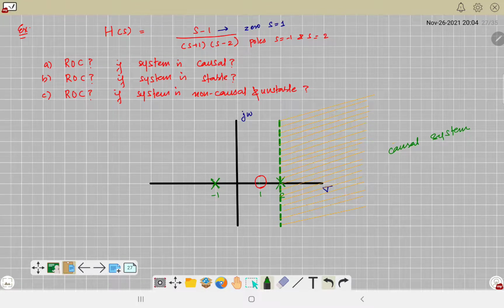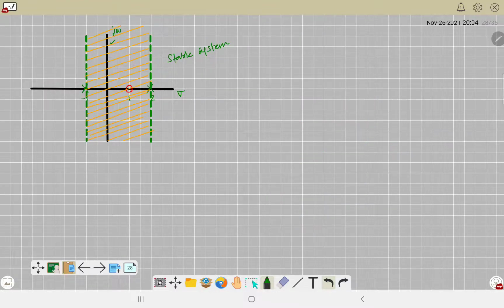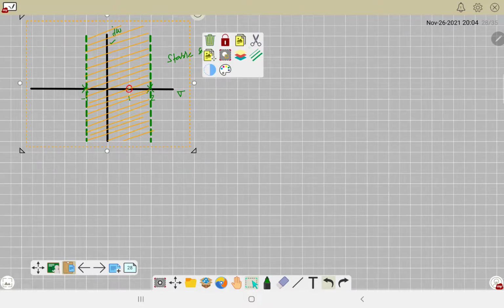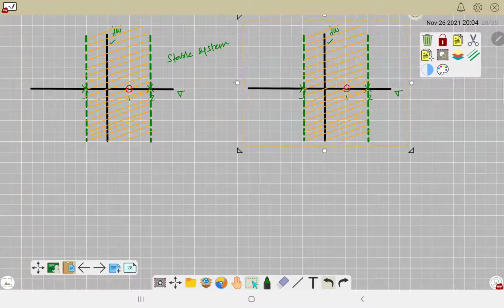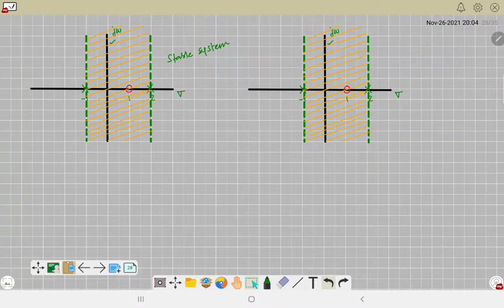Then finally we have the case where the system is not causal and it's an unstable system. Okay, so if I copy the same thing, now I have to see what the ROC will look like.